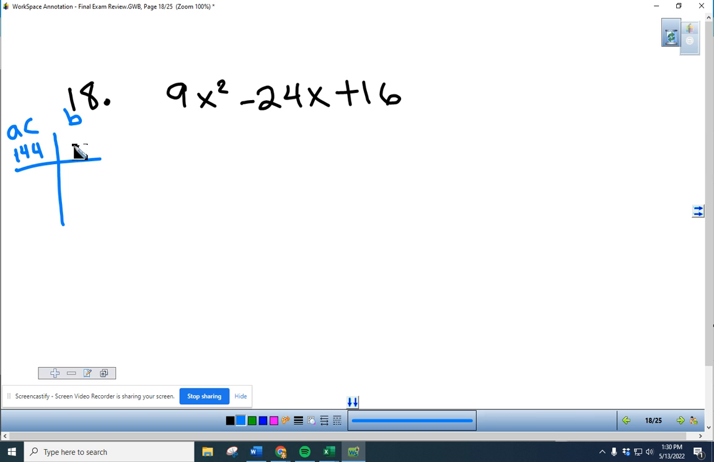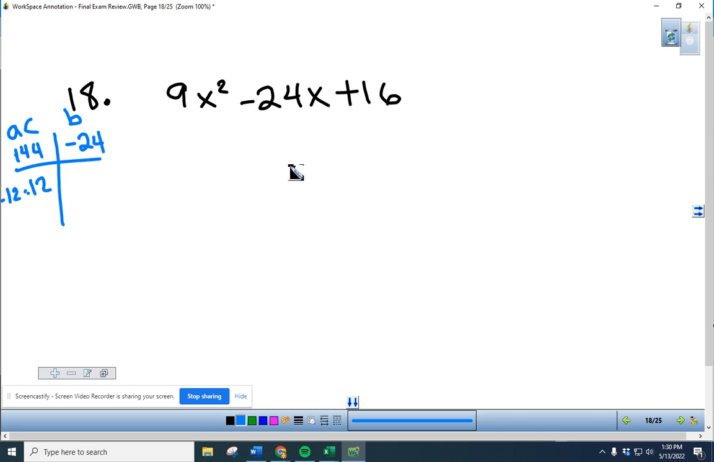And our b value is negative 24. What's interesting about this is the first thing that jumps out to me with 144 is that that's a perfect square. The square root of 144 is actually 12, which means that this would be negative 12 and negative 12, and that would work for the problem.